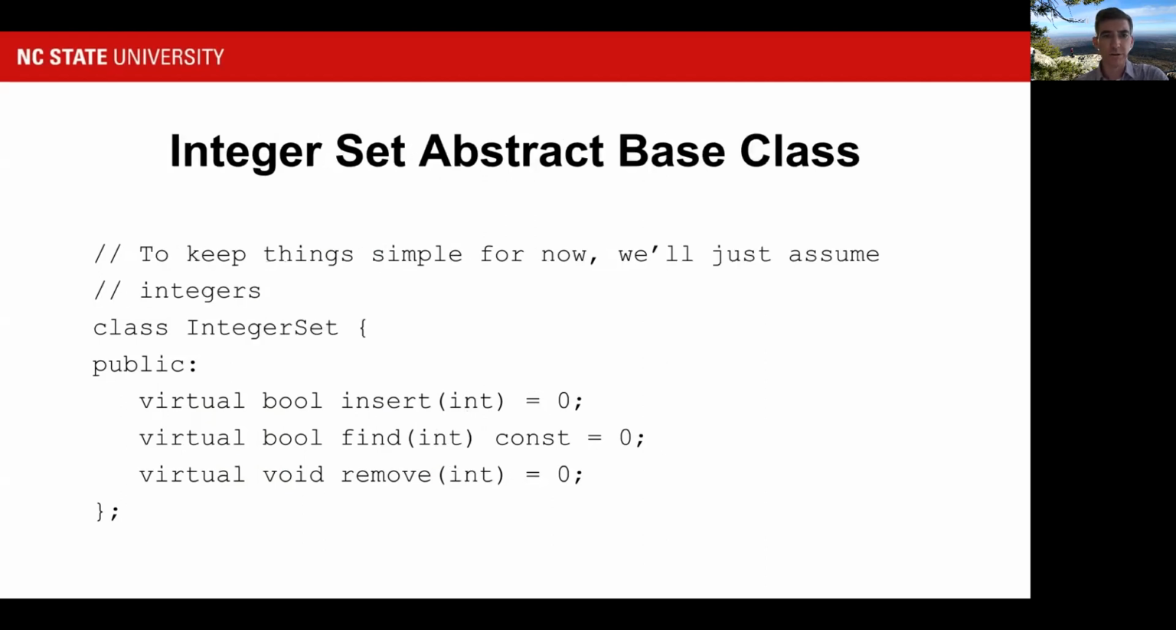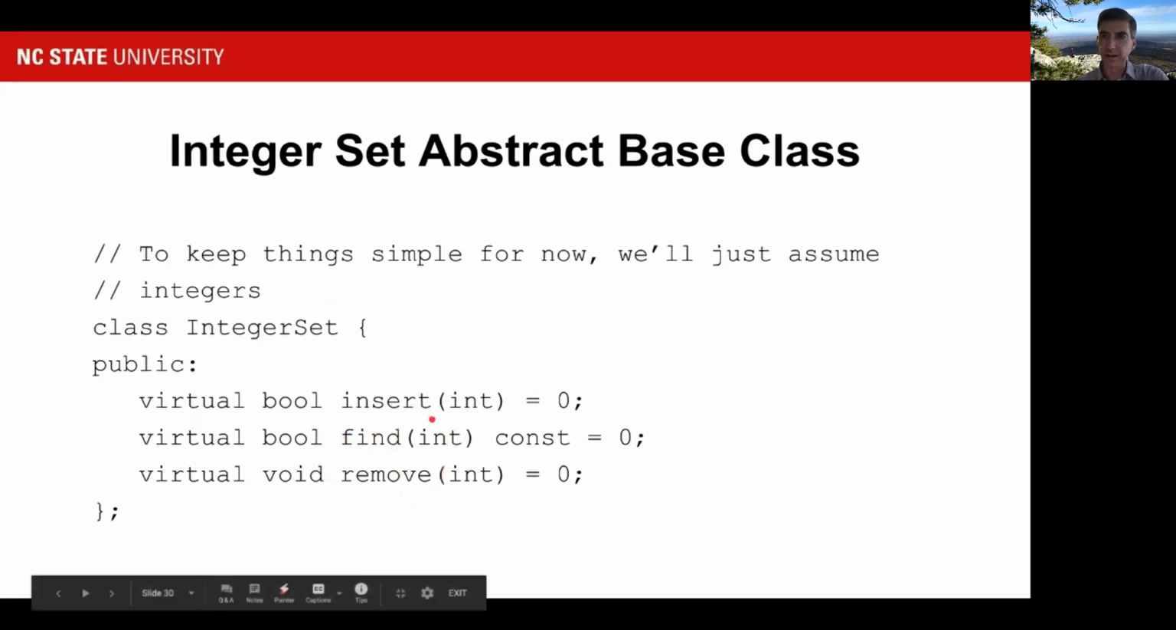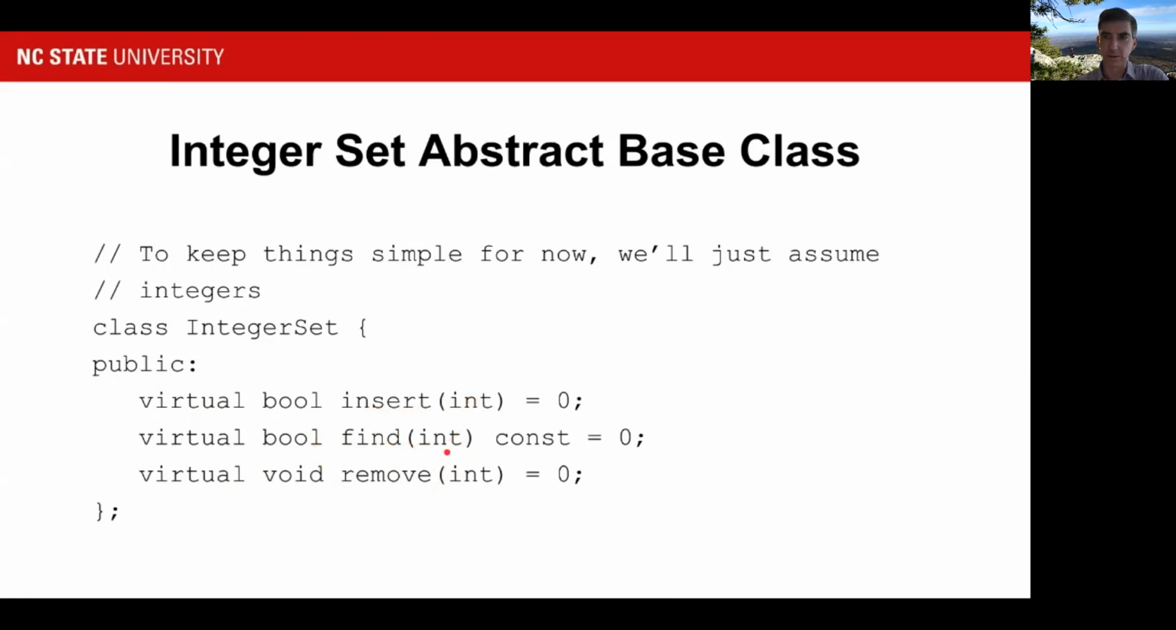I'm not going to do that directly in this lecture. Instead, I'm going to simplify it so that the syntax is just a little bit cleaner on the slides. Let's just say that we're hard-coded to be integers. So we're going to have an integer set. But I am going to use this abstract base class. So I need an insert function that'll insert an int, a find function that'll find an int, and a remove that'll remove an int from the set. And this is my abstract base class.